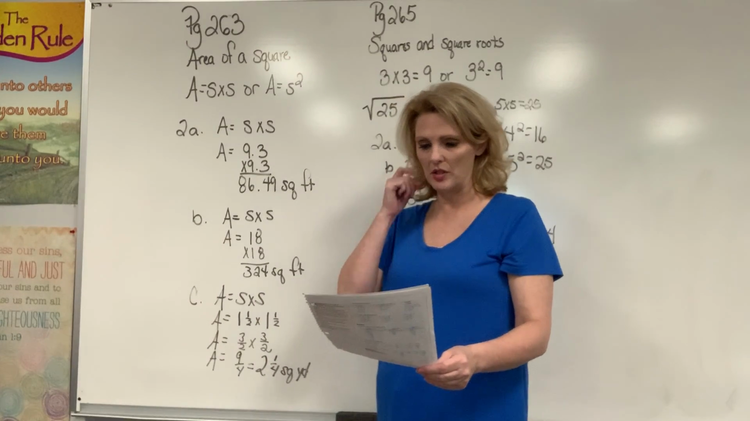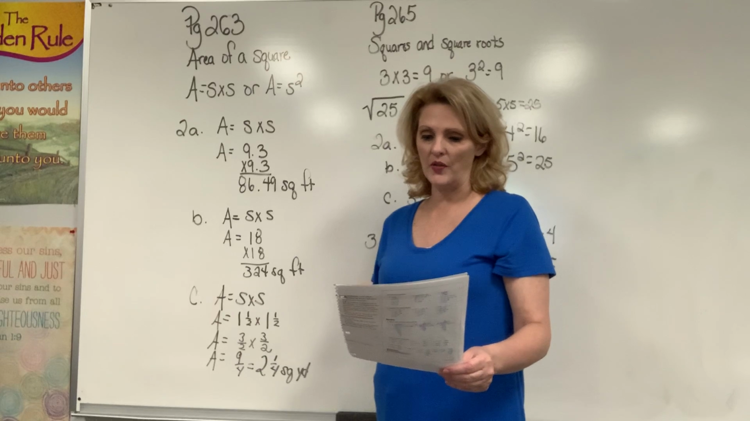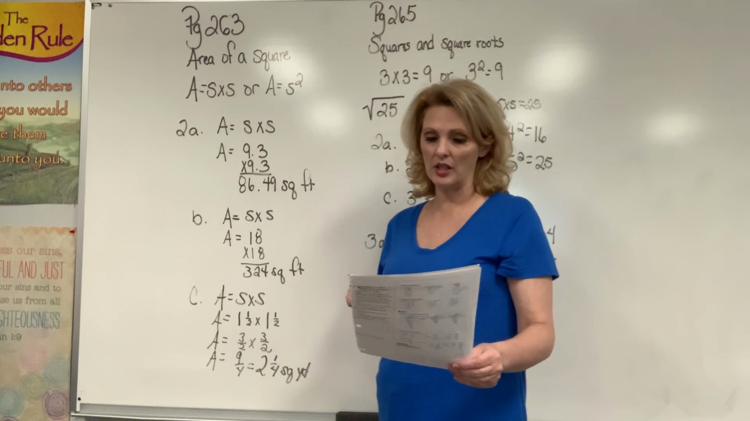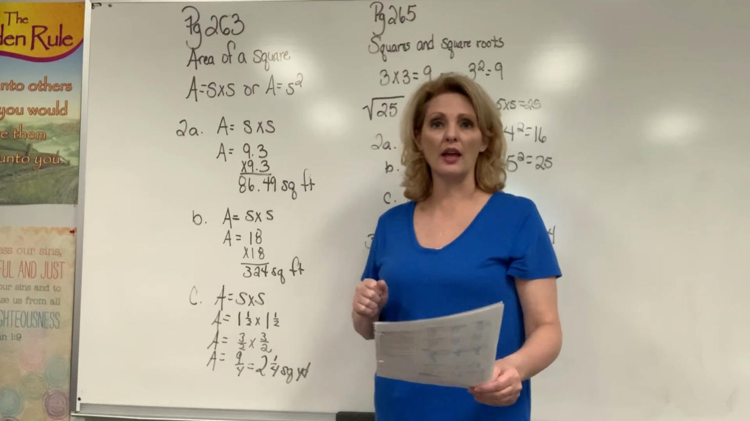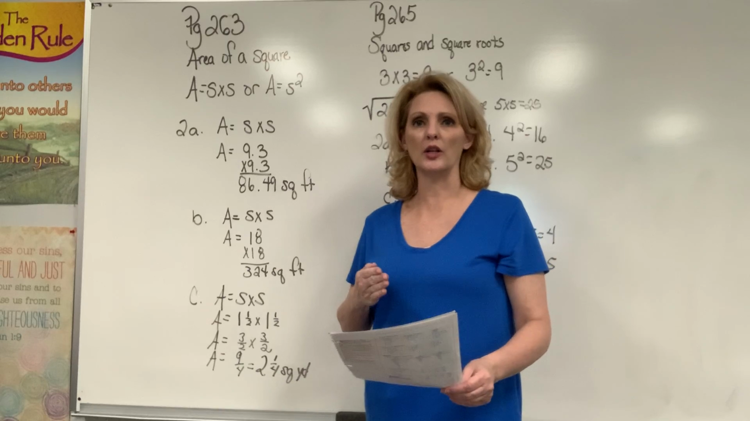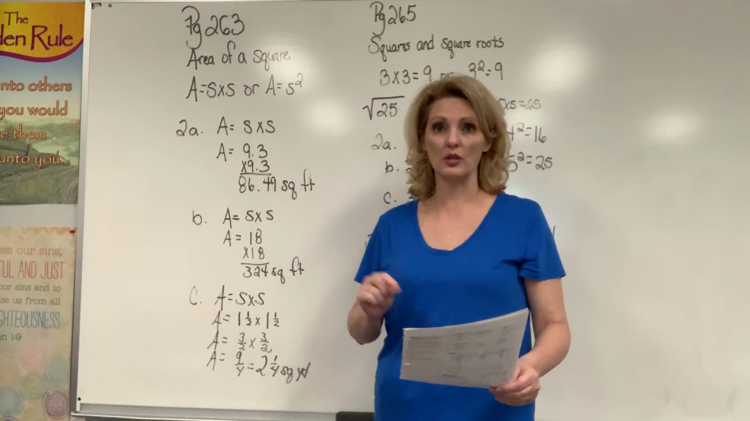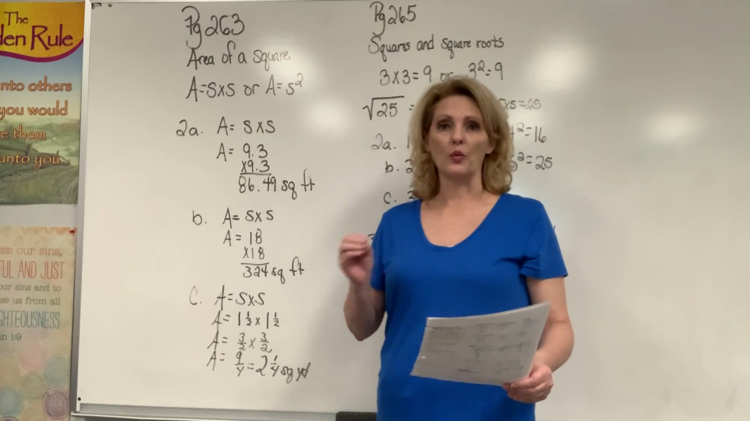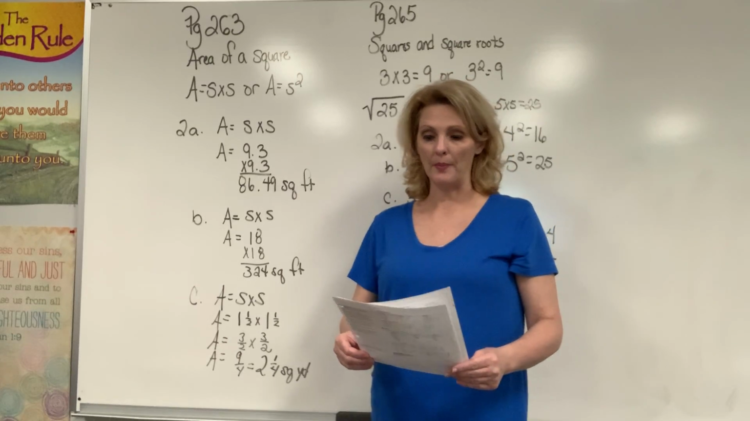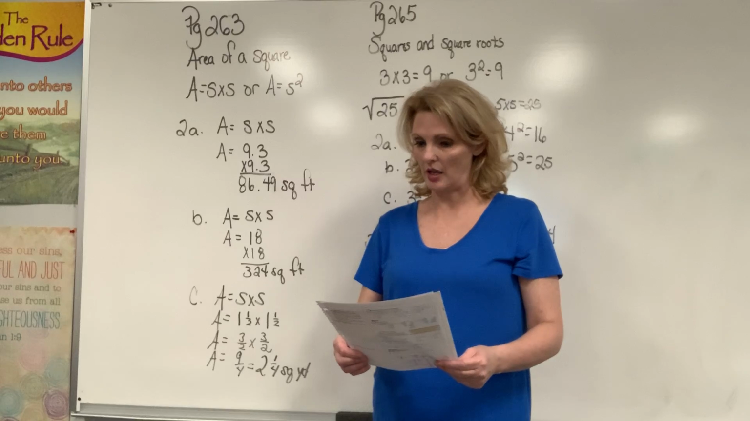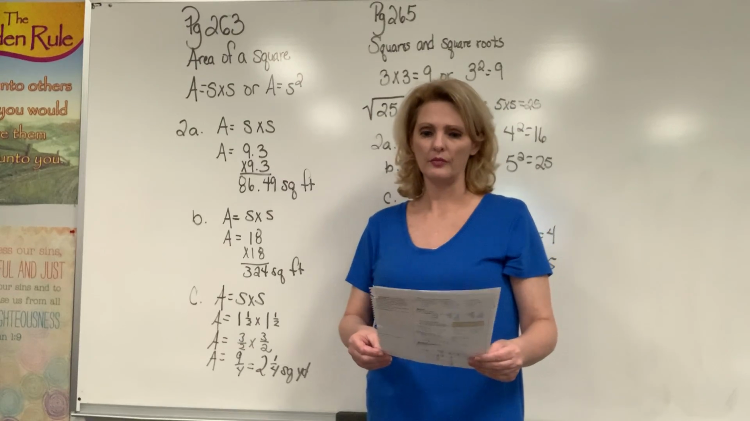On the bottom of 263, they're asking you to find the area of the rectangles, and they've given you the dimensions. Make sure you use the formula area equals length times width, and then just plug in the numbers, whatever length and width they've given you. Okay? So now we're going to page 265.